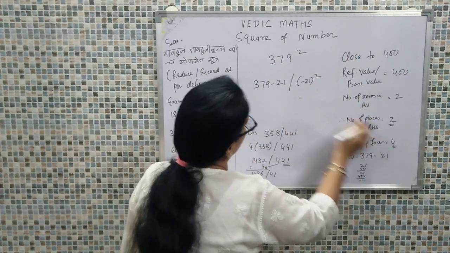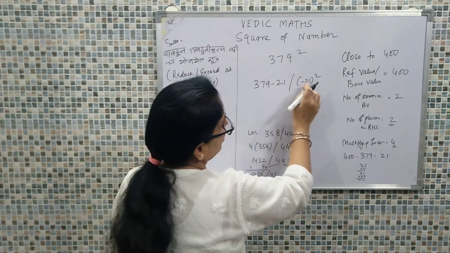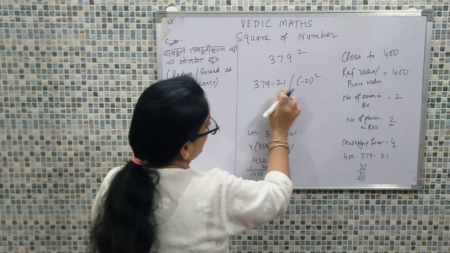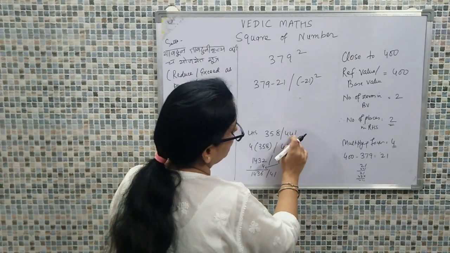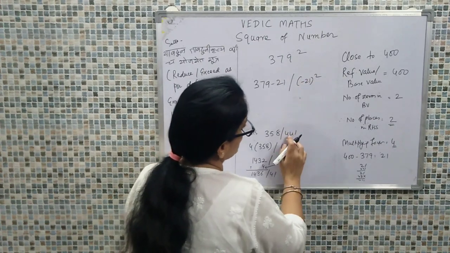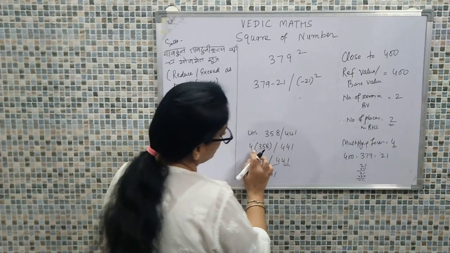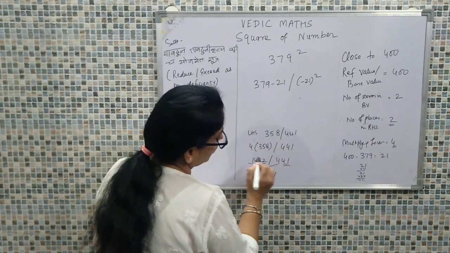So just flashing back, 379 is close to 400. Comparing with 400, it is 21 deficient. So 379 minus 21, and oblique minus 21 square. Now when we subtract, we get 358. 21 into 21 will be 441, and minus into minus comes out to be plus. Because we have a multiplying factor of 4, this number will be multiplied by 4. The LHS will come out to be 1432.